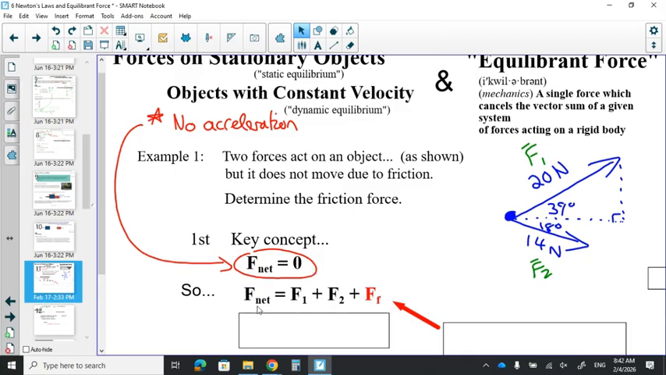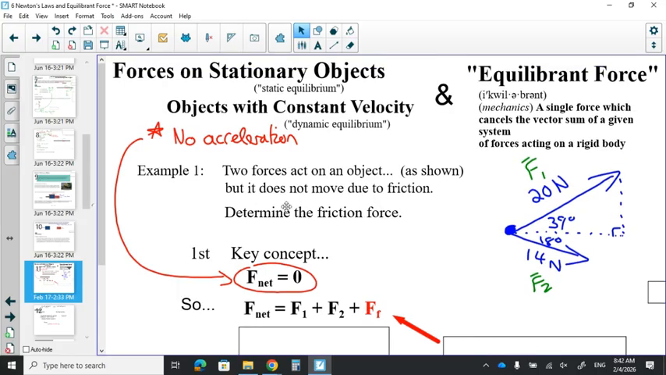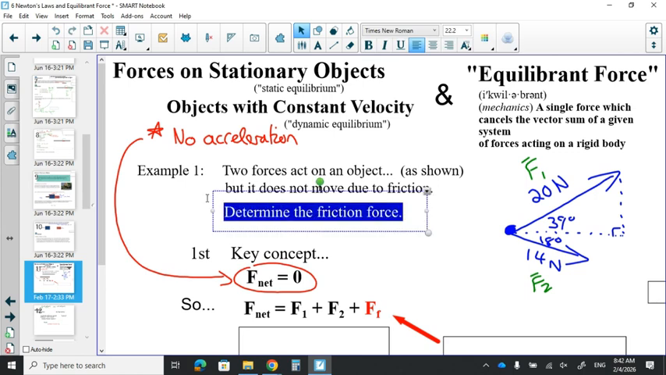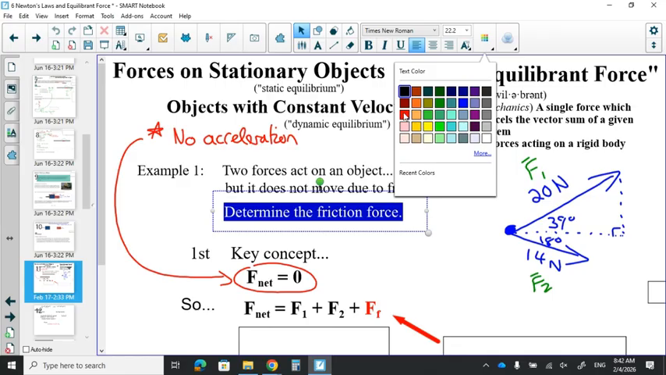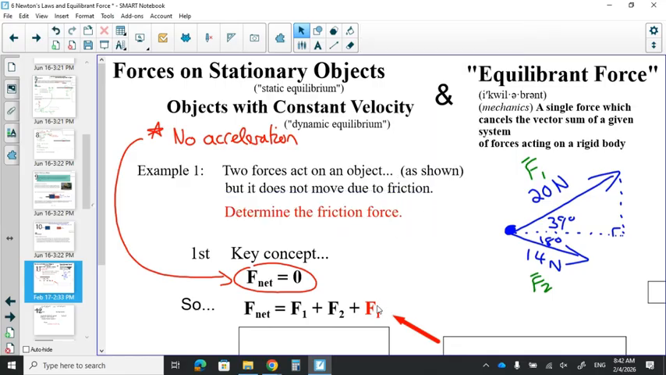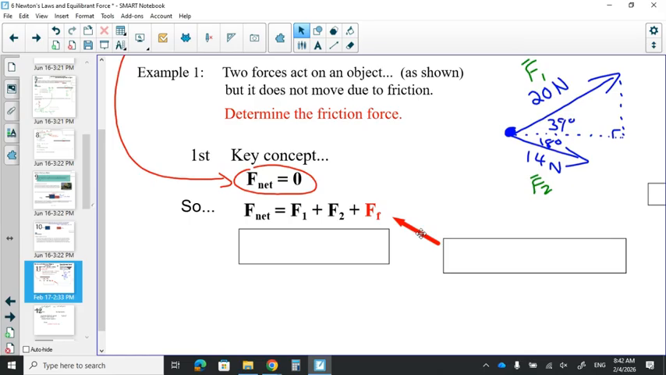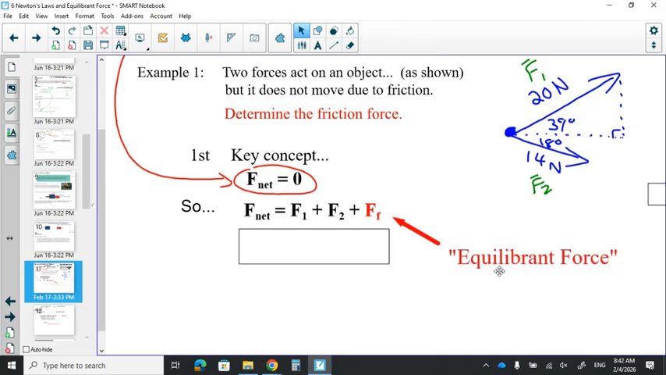You say, okay, well, the net force would be F1 and F2 added up, and then there's the friction force as well. It wants us to know. It was pretty obvious that we're looking for the friction force, right? So I could even color code that one to make it obvious. That force there is the force that's balancing everything out. And so that is the one that is called the equilibrant force, right? So that's what we're looking for.